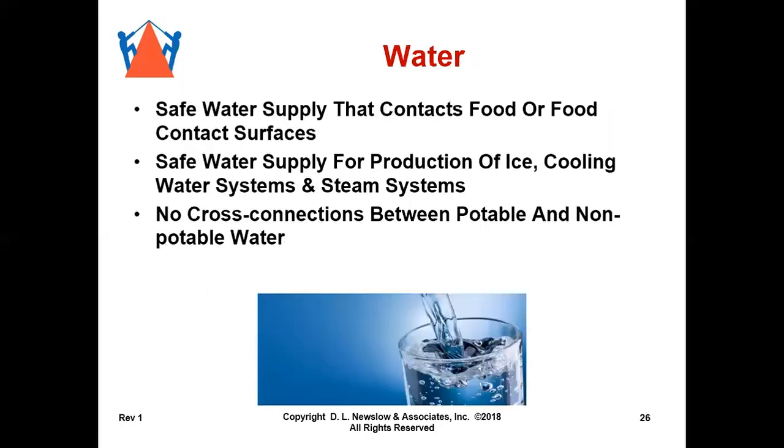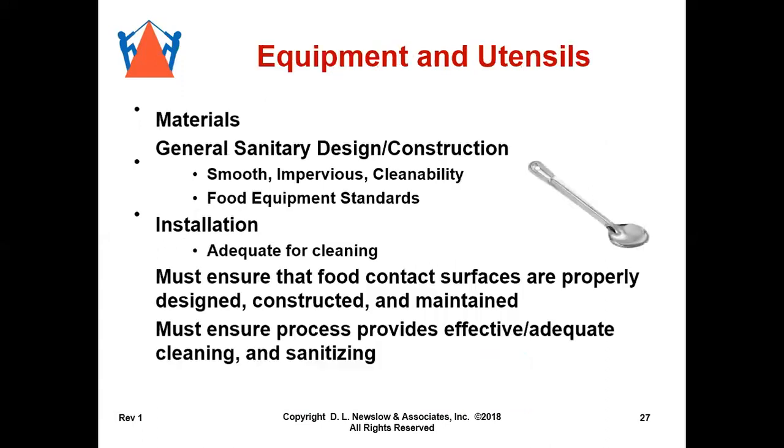Safe water supply that contacts food or food contact surfaces. That is key. Safe water supply for production of ice, cooling water system, and steam systems. No cross connections between potable and non-potable water. Are the pipes labeled? Are they separated? Are there backflow preventers on your water lines? All of this is critical to an effective water quality program.